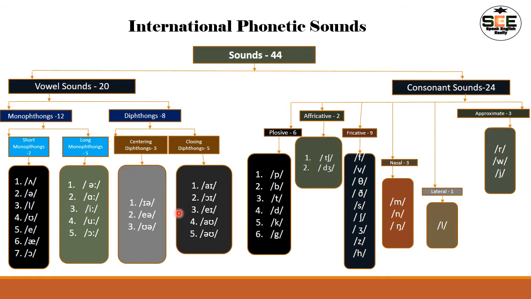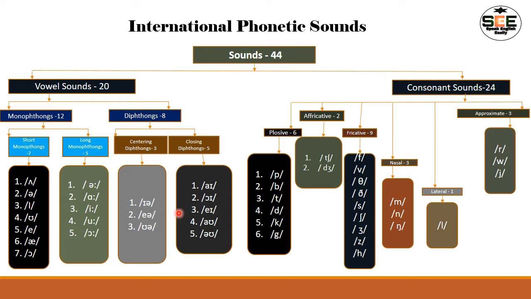Today we'll learn a very important topic. The name is International Phonetic Sounds. There are 44 sounds. Normally there are 26 letters, which is known as the alphabet in English. But these 26 letters produce 44 sounds.